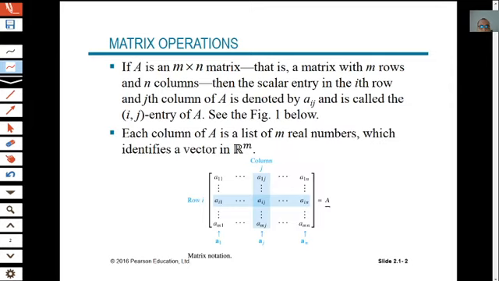If A is an m by n matrix, this is the size of the matrix, which means a matrix with m rows and n columns, then the scalar entry in the ith row and jth column of A is denoted by little aij. You see the notation, and it is called the ij entry of the matrix A. So you see the general notation for a given matrix. We have m times n entries for this matrix.